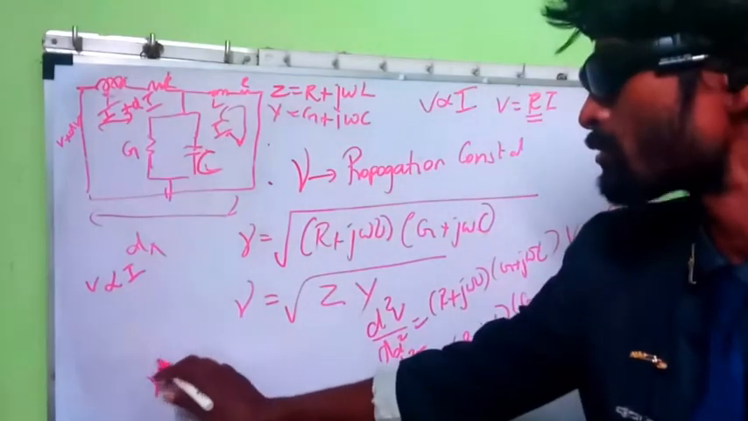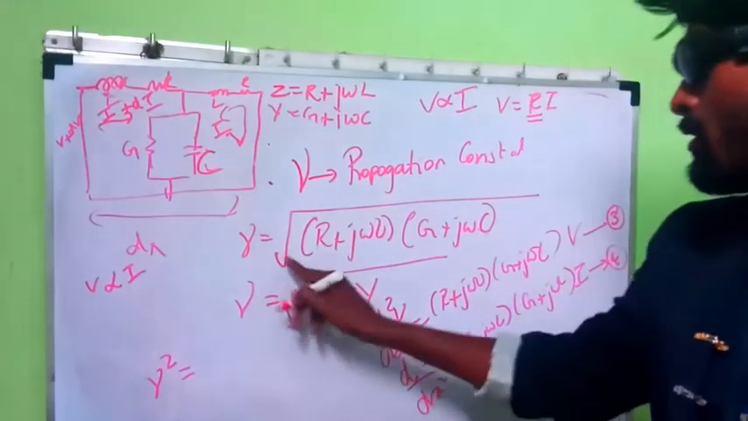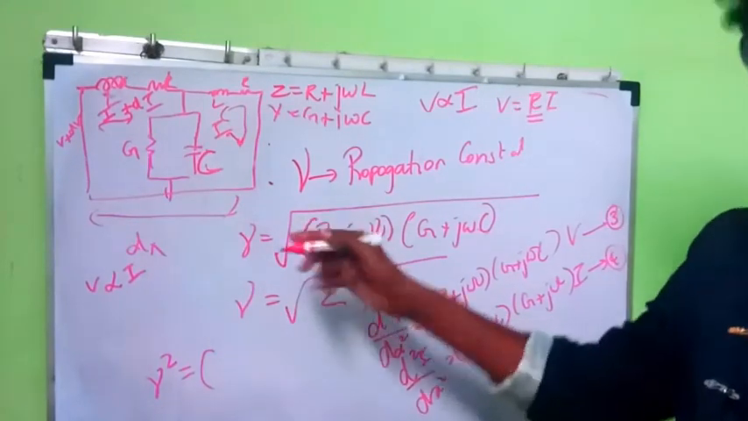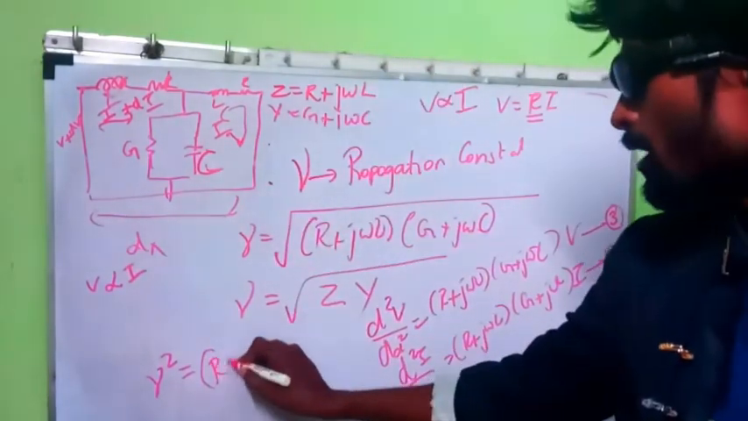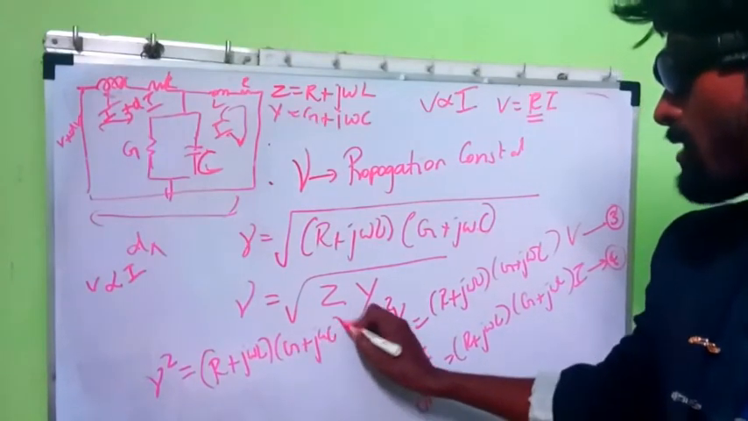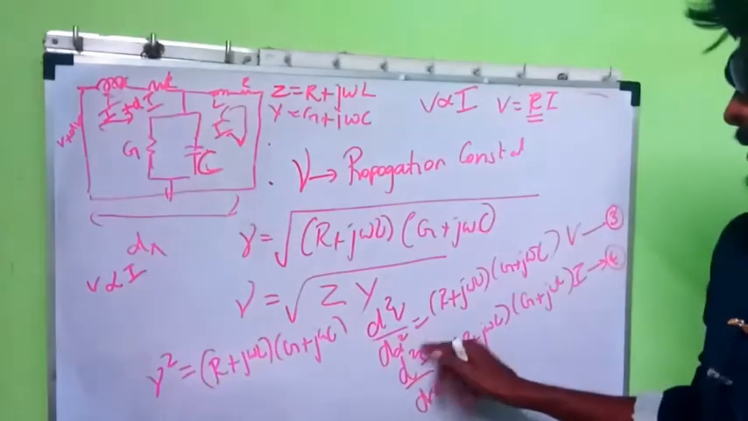So what is psi square? Psi square is equal to, you have to admit the root. So if you take a square, the square root will be over (r plus j omega l) into (g plus j omega c).